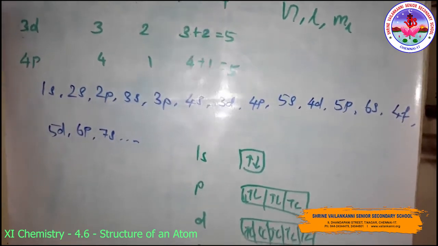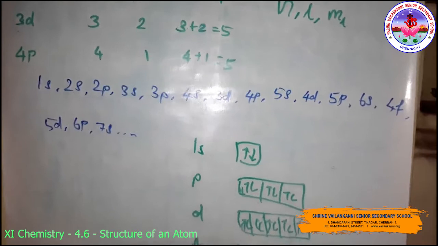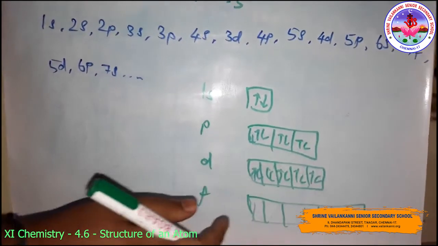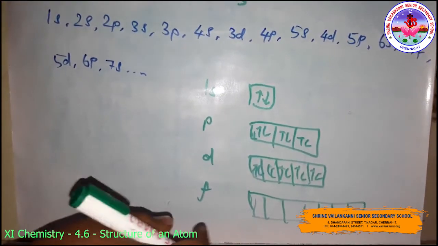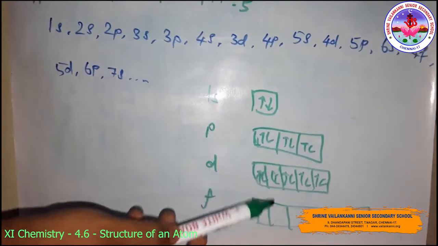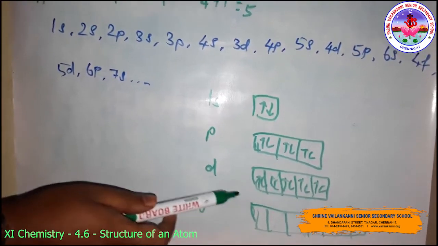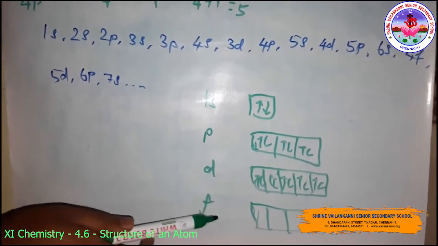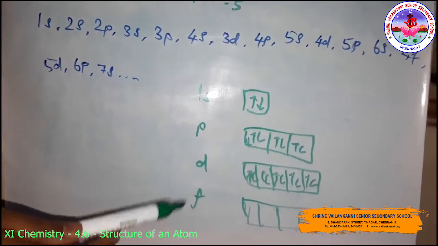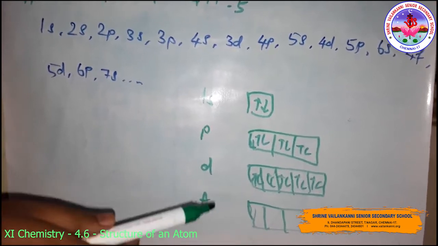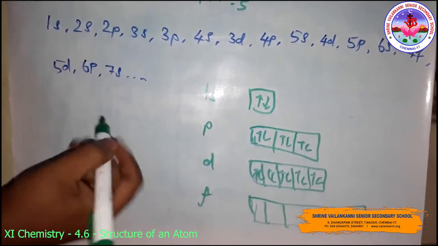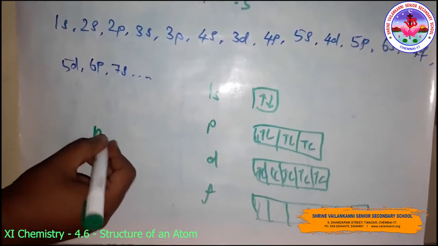And f has 14, because 7 subshells are there: 1 2 3 4 5 6 7. So 7 subshells are there, so the maximum number of electrons can be 6 in p orbital, 10 in d orbital, and 14 in the f orbital. This can be summed up as: the maximum number of electrons in the shell with principal quantum number n is equal to 2n square.